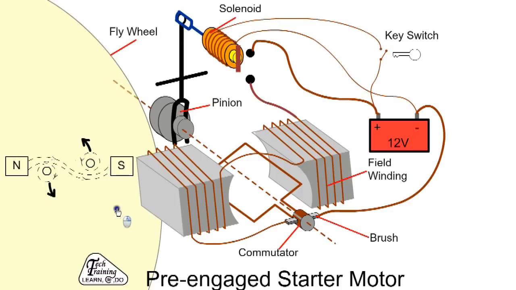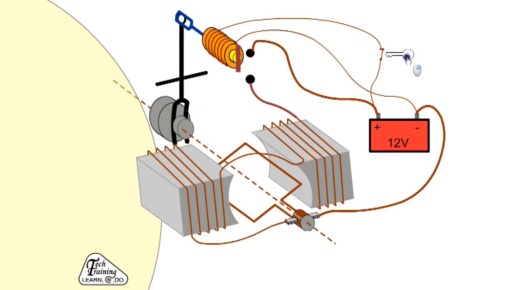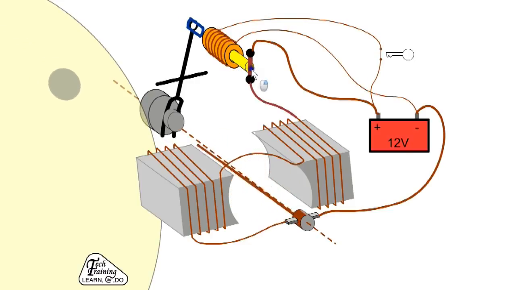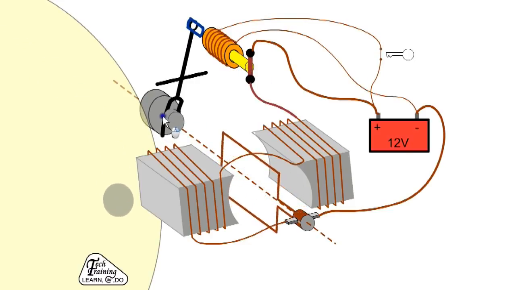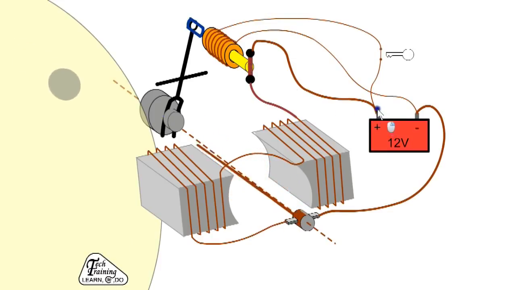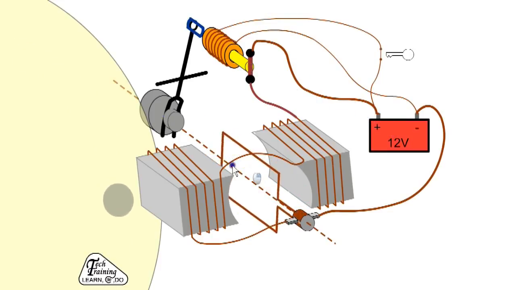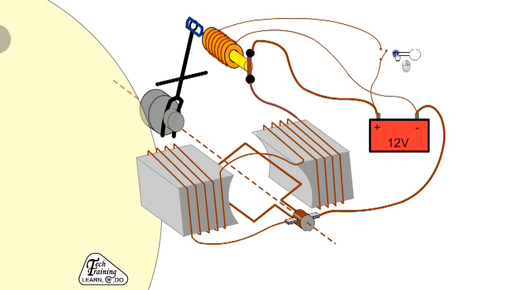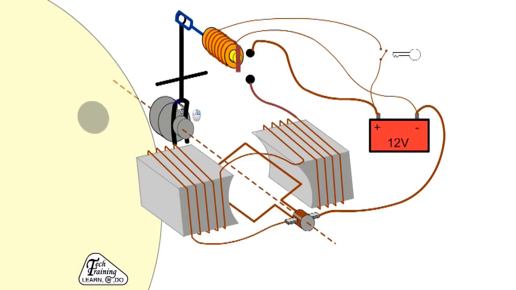When the key is turned, the solenoid or relay is energized, the plunger moves forward and engages the pinion with the flywheel. At the end of its travel, it closes the main contacts for the starter. High current passes through the heavy cables and the motor rotates and cranks the engine. When the key is released, the solenoid moves back, stops the motor and disengages the pinion. Note, the flywheel remains rotating.